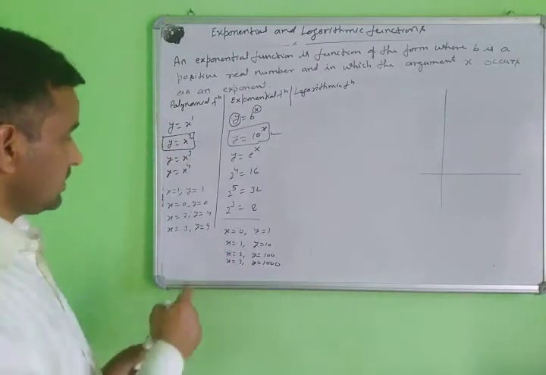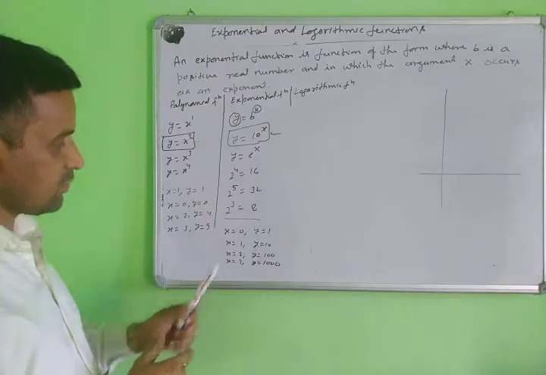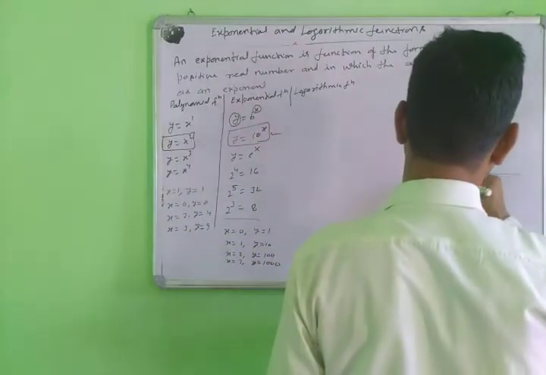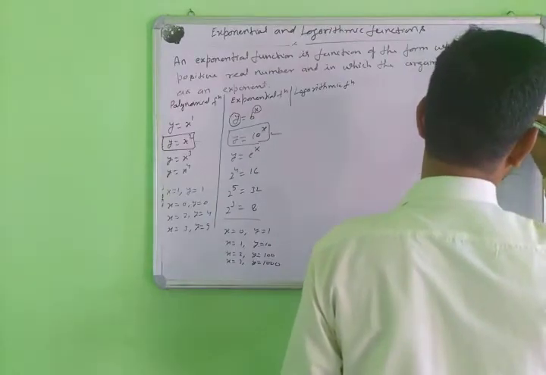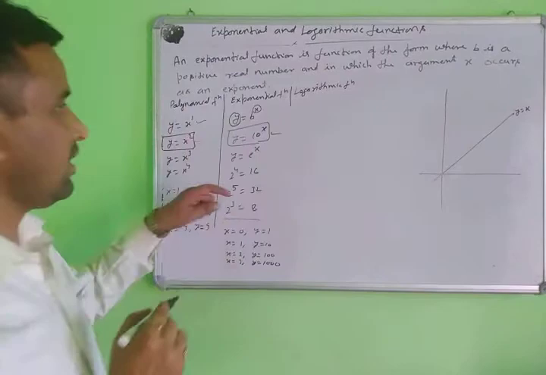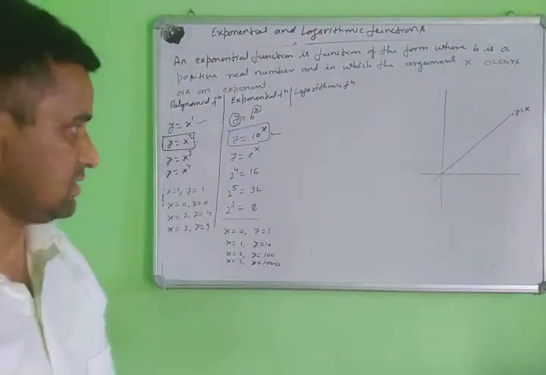Suppose we are drawing the graph of this point and this point here. So now look at how we are discussing here. This is y equal to x. This is the polynomial. Suppose x equal to 1, y equal to 1. This is a straight line at a 45-degree angle.